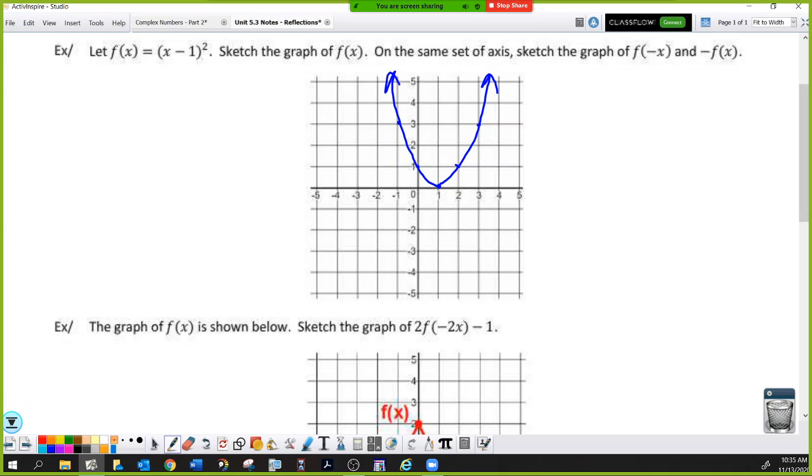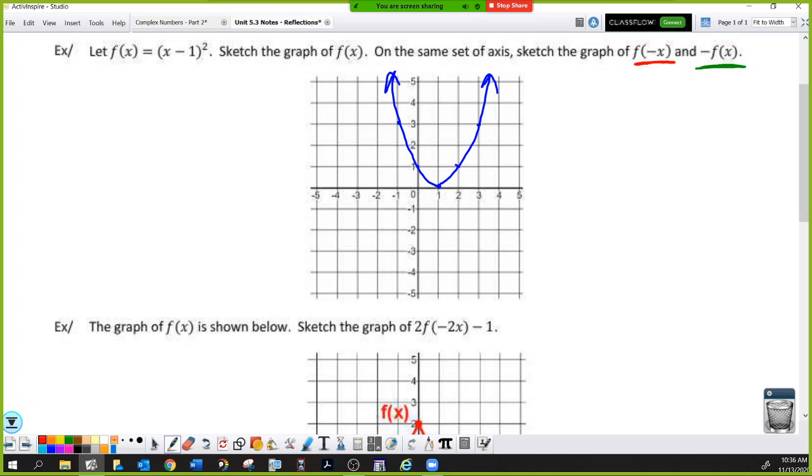And let's color code this bad boy. We'll do this one in red, and we'll do this one in green, like that. So let's do the red one first. The red one says to reflect over the y-axis because it says make your x's negative.